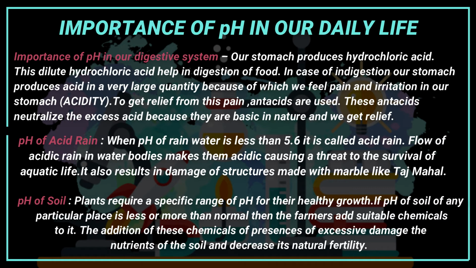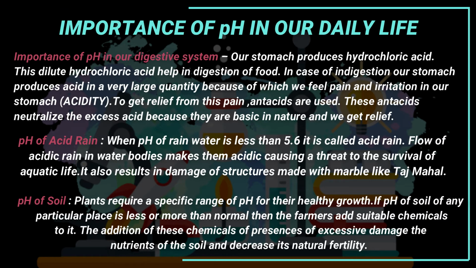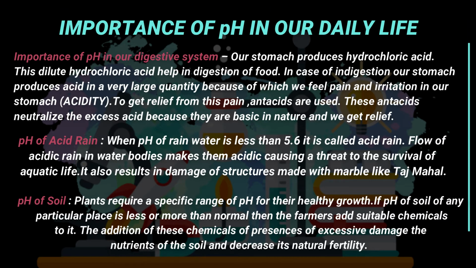pH of soil. Plants require a specific range of pH for their healthy growth. If the pH of soil of any particular place is less or more than normal, then farmers add suitable chemicals to it. The addition of these chemicals in excessive amounts damages the nutrients of the soil and decreases its natural fertility.